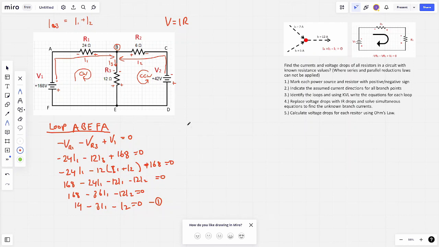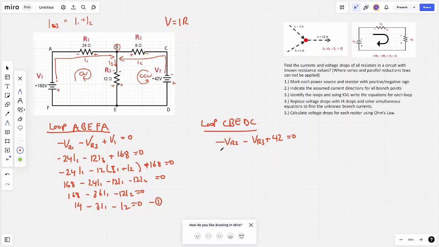So if we repeat this for the second loop, again, the negative terminal coming out, the first point of contact is point C, and then it's going to be B, E, D. Let's close the loop, C. So that's going to be loop C, B, E, D, C. Again, let's now replace this with the voltage drops. So that's going to be leaving the negative terminal. The first contact of R2 is negative, so that's negative voltage of R2, negative voltage of R3, plus 42 is equal to 0.